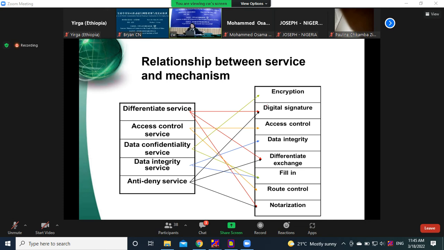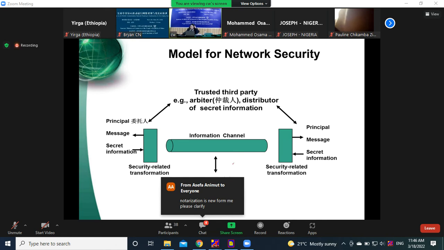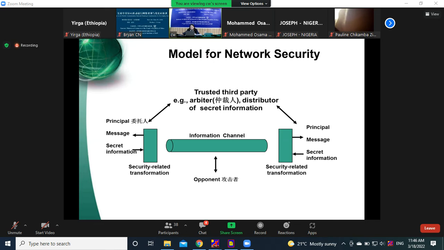So for example, if we want to achieve the differentiation system service, we should use the digital signature, the differential exchange and the notarization. So in this way, there's some relationship between them. Okay, in this field, we often use some different models. One model is, let's say, the model of network security.